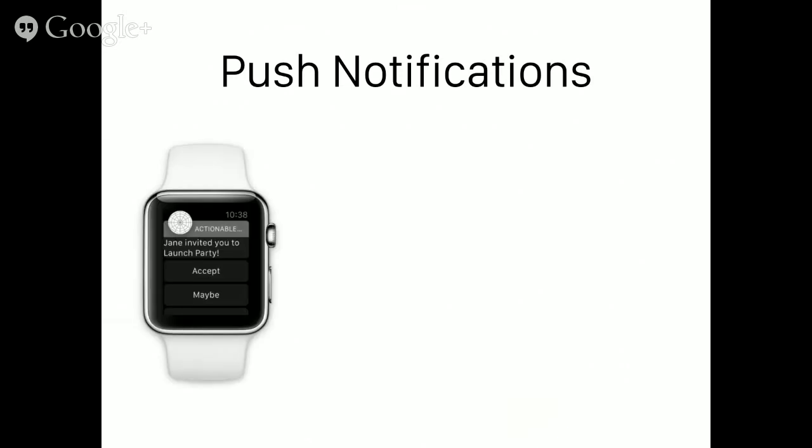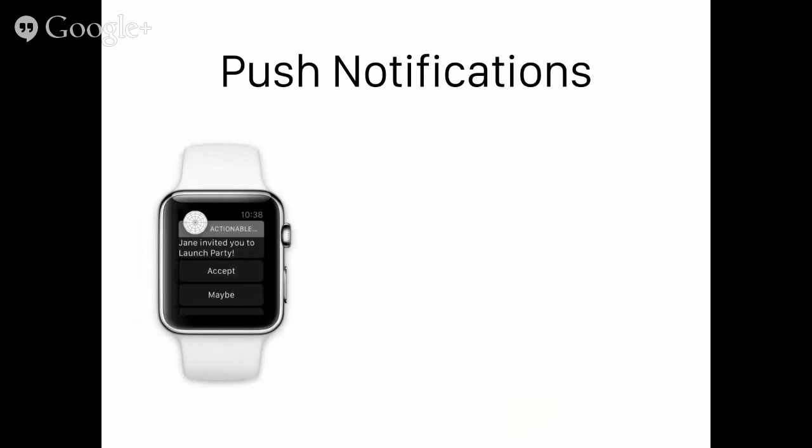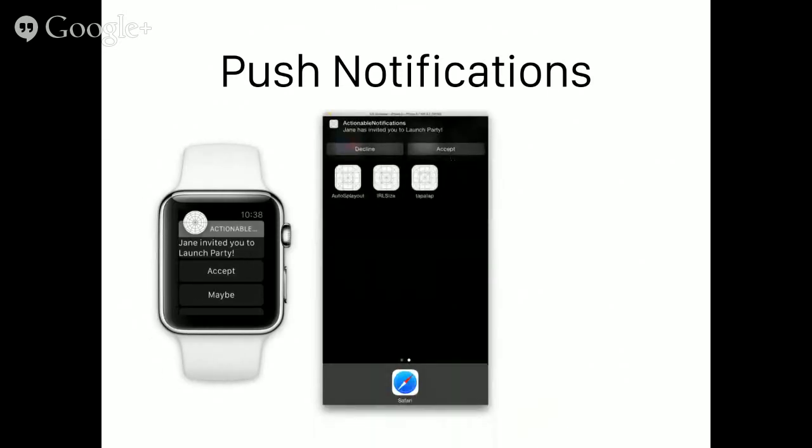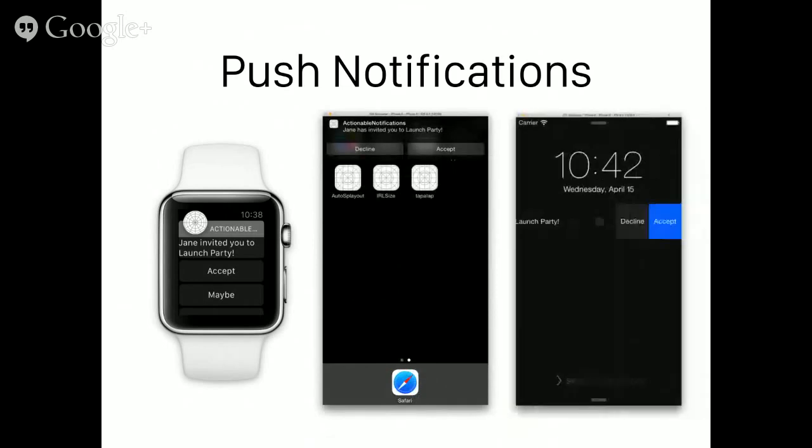So the same push notification that makes this screen on the watch will show up on the phone, and you can pull down and you see two buttons. And it will show up on the lock screen, and you can pull to the side and also see two buttons. And that's all the same code in iOS, just showing the user actions they can take in a couple locations.